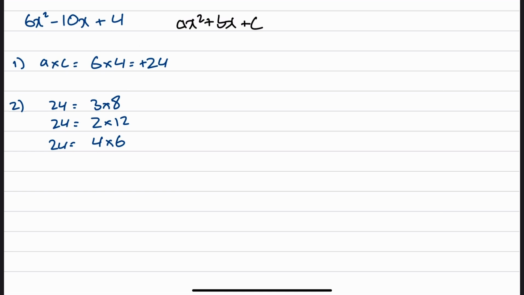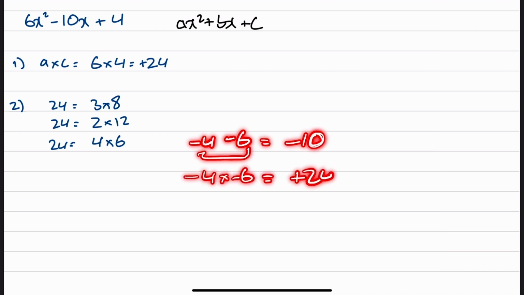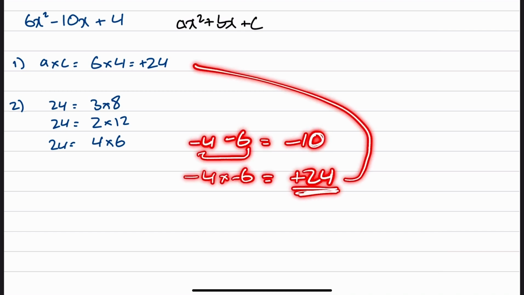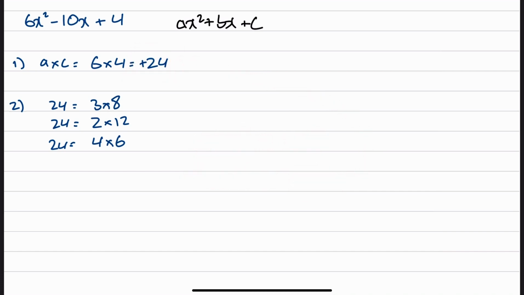Let's try this third factor. 4 into 6. 4 into 6 is 24, and the way I'll get minus 10 with 4 and 6 is minus 4 minus 6 gives me minus 10, and the product of minus 4 and minus 6 gives me positive 24. This meets my condition of wanting a positive 24. So we go with the third one.